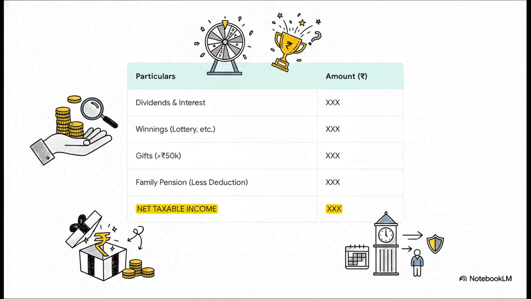And last but not least, we have the catch-all bucket, income from other sources. This is basically where anything that didn't fit into the first 4 heads comes to live. We're talking about interest from your savings account, dividends you get from shares, gifts you receive that are worth more than 50,000 rupees, and, yes, even winnings from the lottery or a game show. Oh, and a special shout out to family pension, which gets its own unique deduction of 15,000 rupees or 1/3 of the pension, whichever is less.